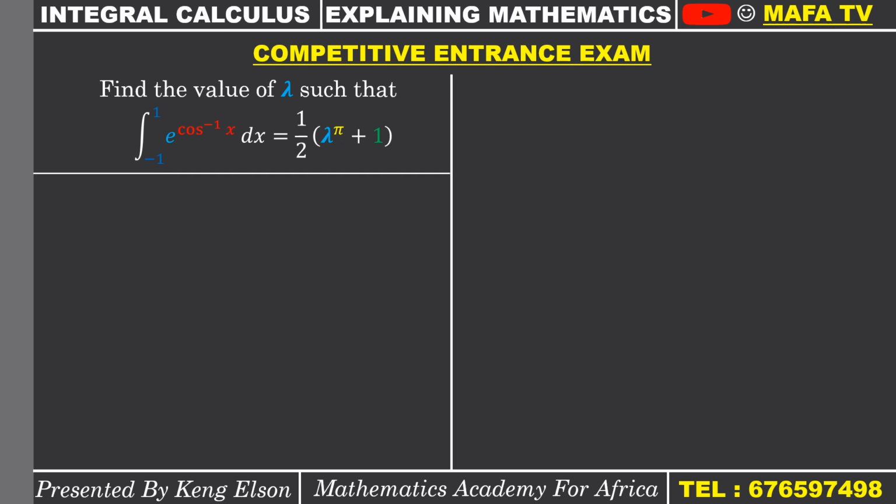So in this video we are going to be looking at an equation from the topic integral calculus. The equation reads: find the value of lambda such that the integral from -1 to 1 of e to the power cos inverse of x dx is equal to half of lambda to the power pi plus 1.